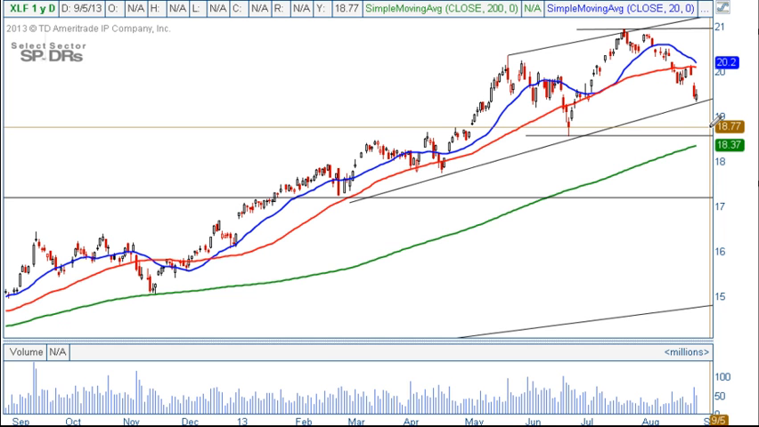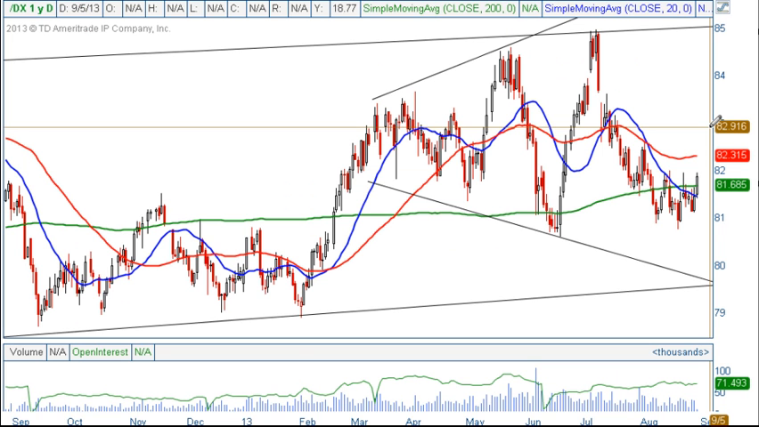Here's the dollar index futures, which is exploding to the upside this morning. And this goes into what I said a few days ago.